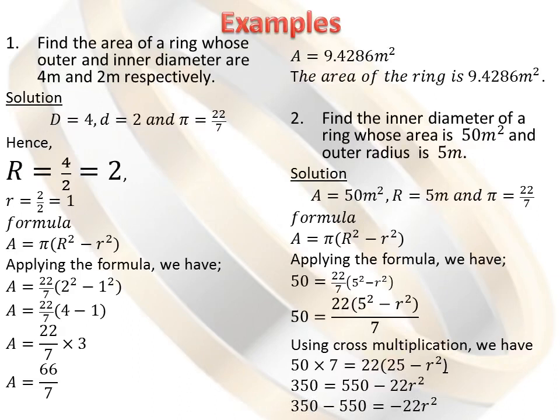Here 550 we have minus sign because it's crossed over the equal to sign to the left hand side. It is in the right hand side before, now it is going to the left hand side, so the sign will change. If it is plus before, it will change to minus. If it is minus before, it will change to plus. So we have 350 minus 550 is equal to minus 22 r square.